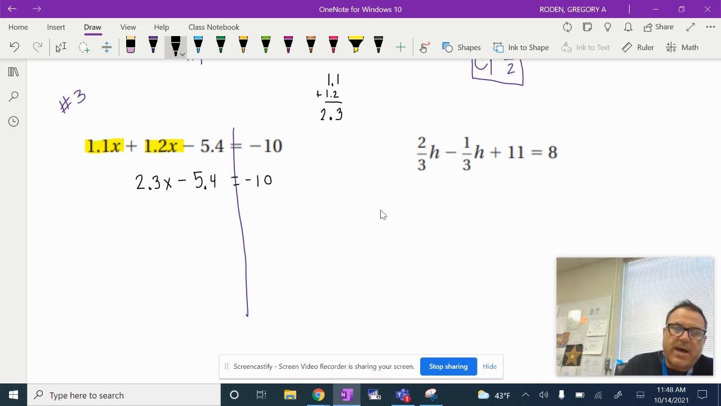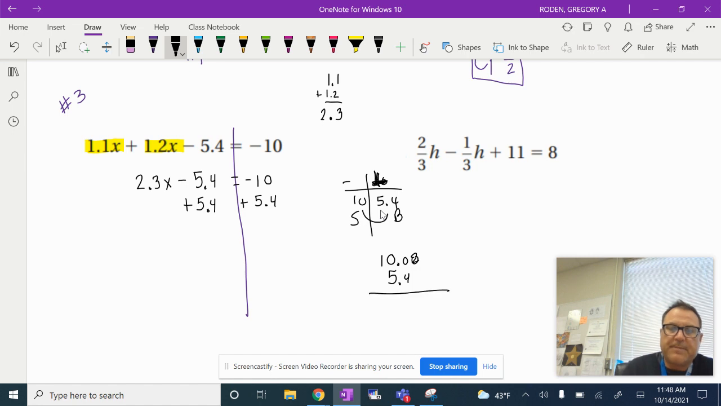Next thing I want to do is add 5.4 to both sides. I'm going to add 5.4 to both sides. So in the chart over here, on my negative positive chart, I've got the 10 that's negative and the 5.4, it's positive, sorry, that's on the positive side. So when that happens, I'm going to subtract. I'm going to take 10.00 minus 5.4. I guess I don't need this 0 here. Okay. Now, my answer is going to be negative because the bigger number is negative here, right?